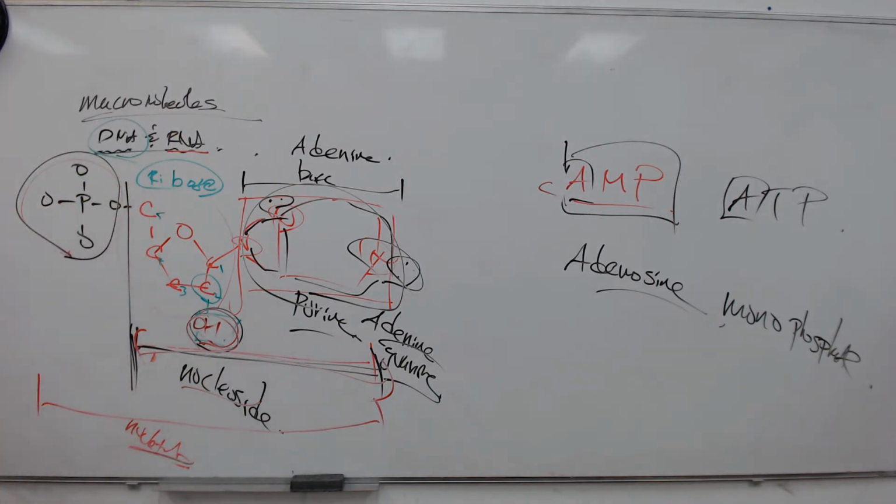So what was the difference, guys? The AMP is adenosine monophosphate. This right here will bond to the third carbon right there with a covalent bond, so it's like a little cycle. That's why it's called cyclic AMP. If you break that, it becomes AMP.